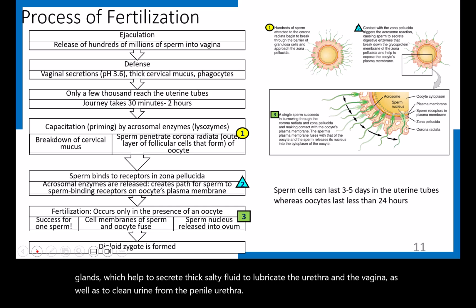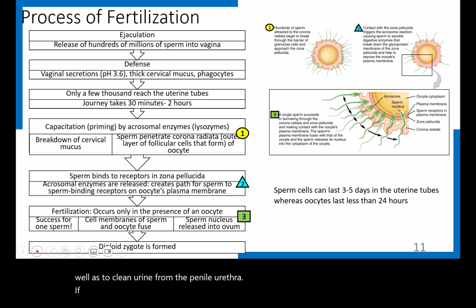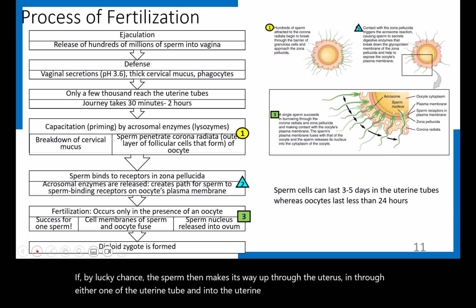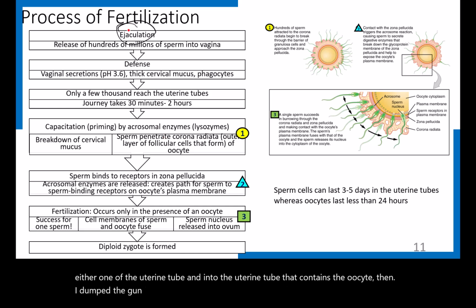If by lucky chance the sperm then makes its way up through the uterus, in through either one of the uterine tubes and into the uterine tube that contains the oocyte, then... I jumped the gun here. So with ejaculation, what happens is the sperm leaves the male reproductive system and again enters into the vagina of the female.